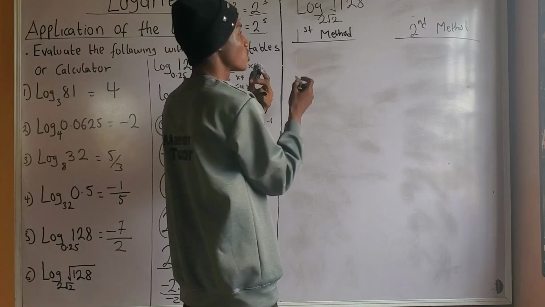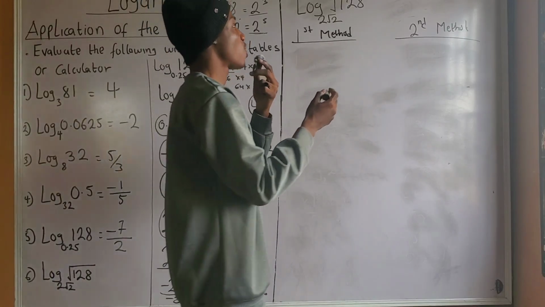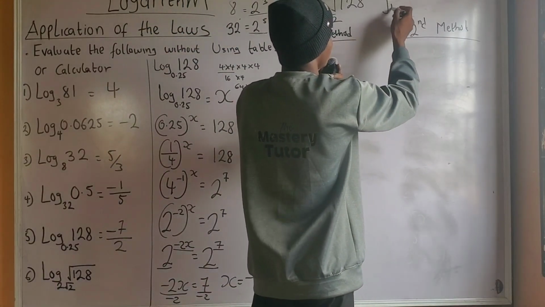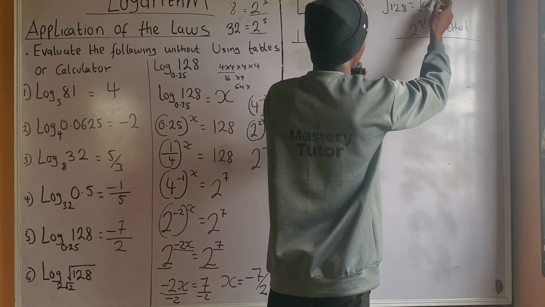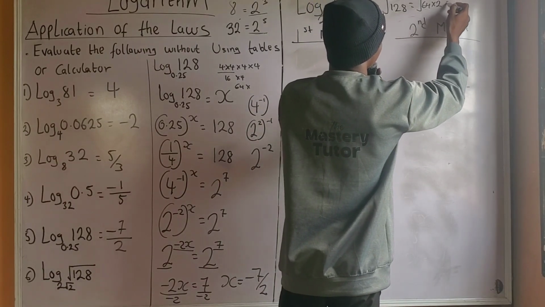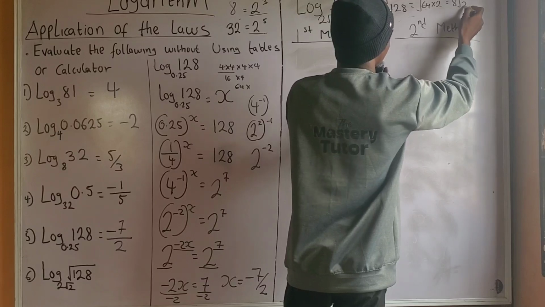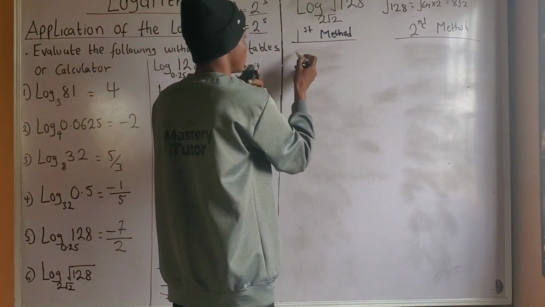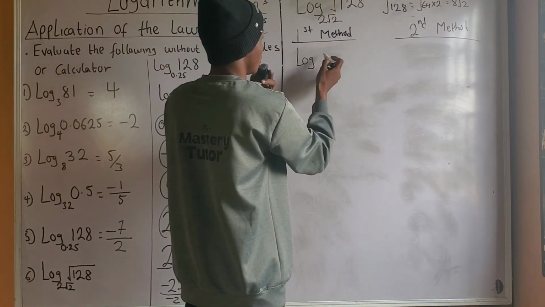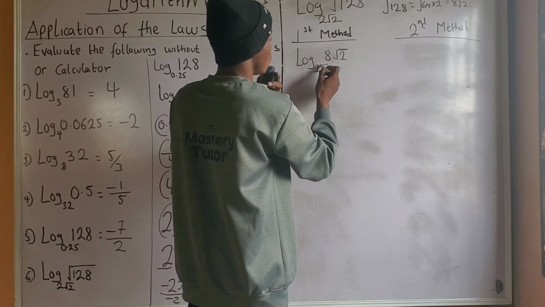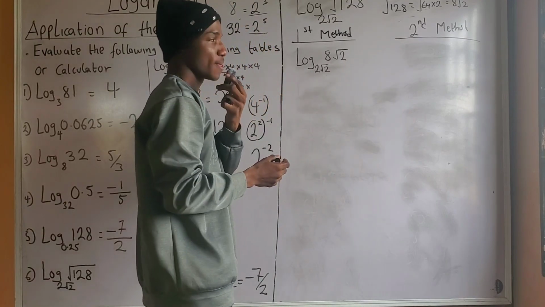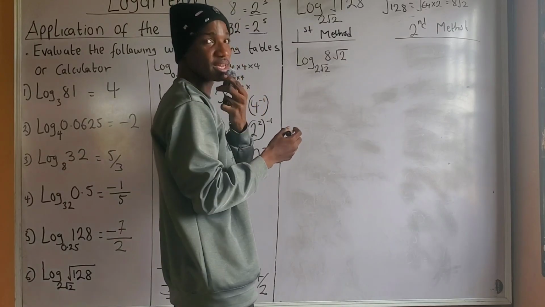Don't forget that the square root of 128 can be written as the square root of 64 times 2, right? That will be what? 8 root 2. Do you get it? So here I'm going to have log 8 root 2 base 2 root 2. Do you understand? Okay? Please pay attention.